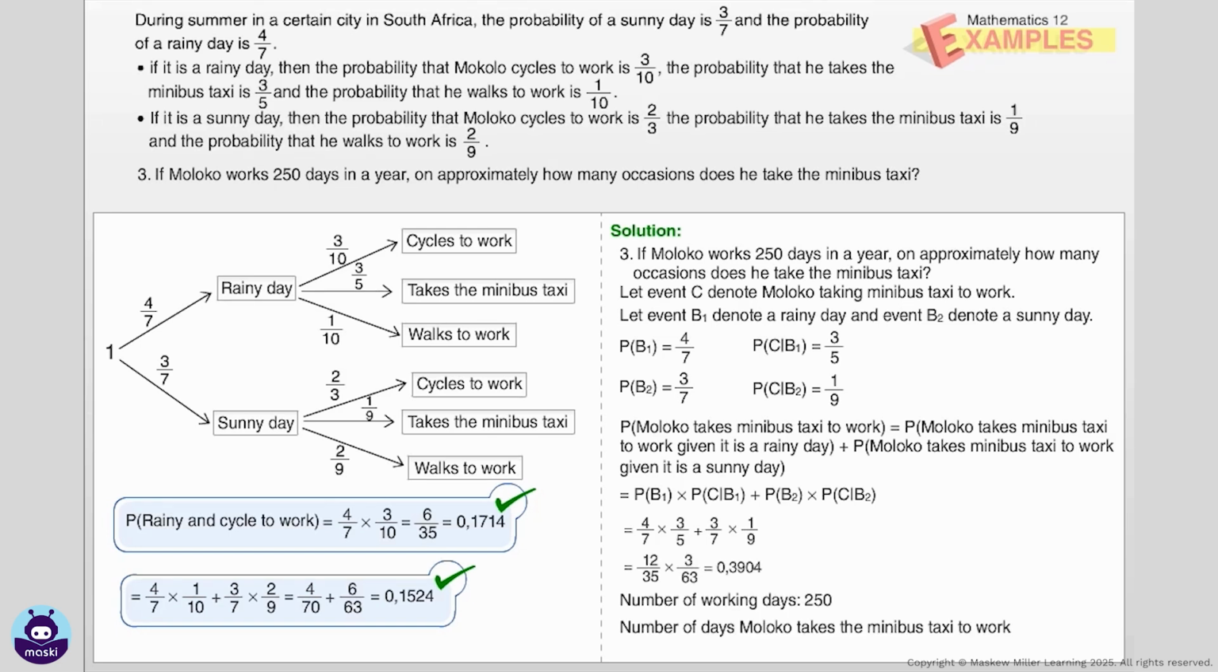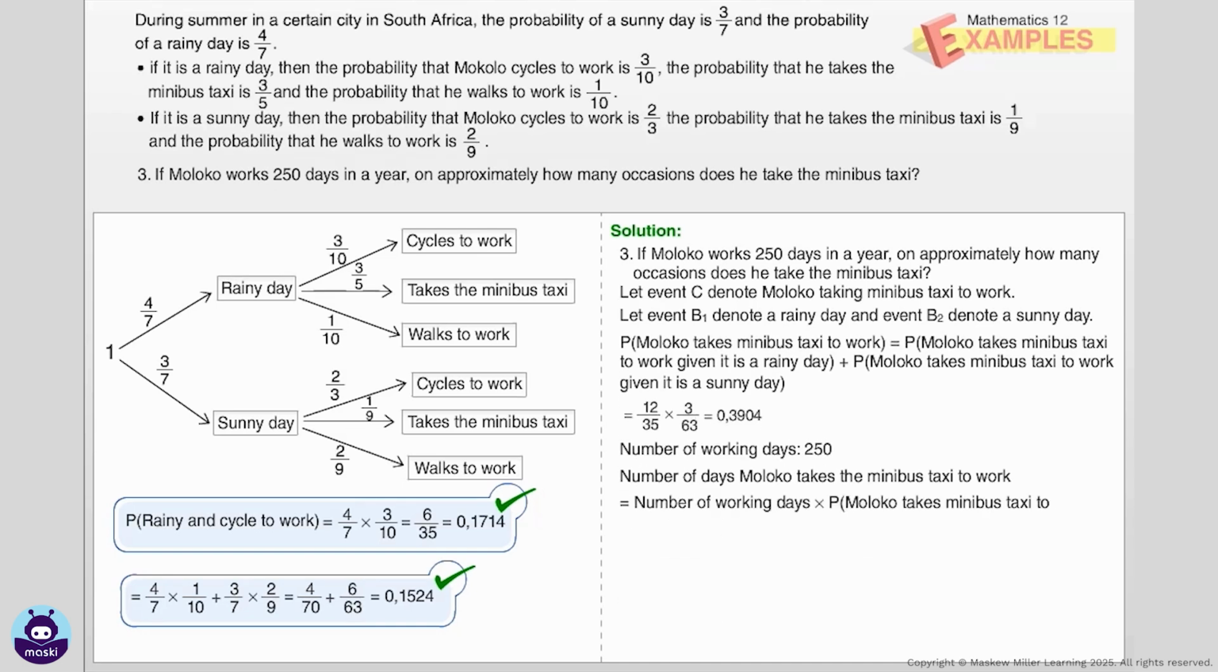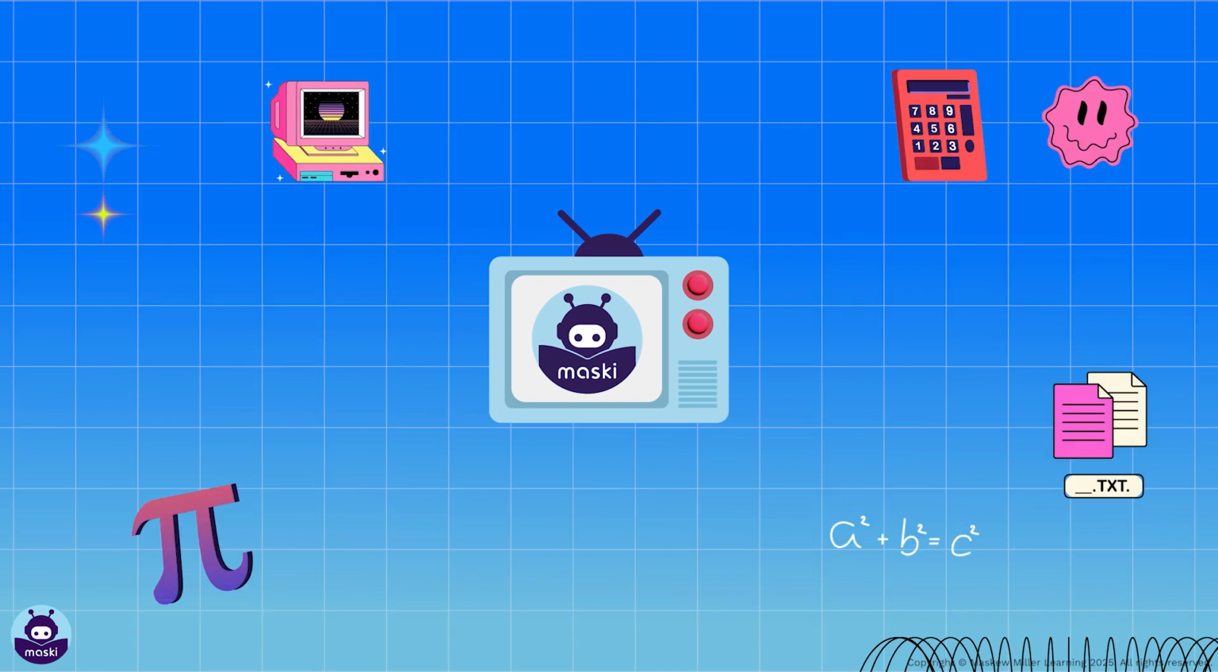Number of days Moloko takes the minibus taxi to work? Approximately 98 days.